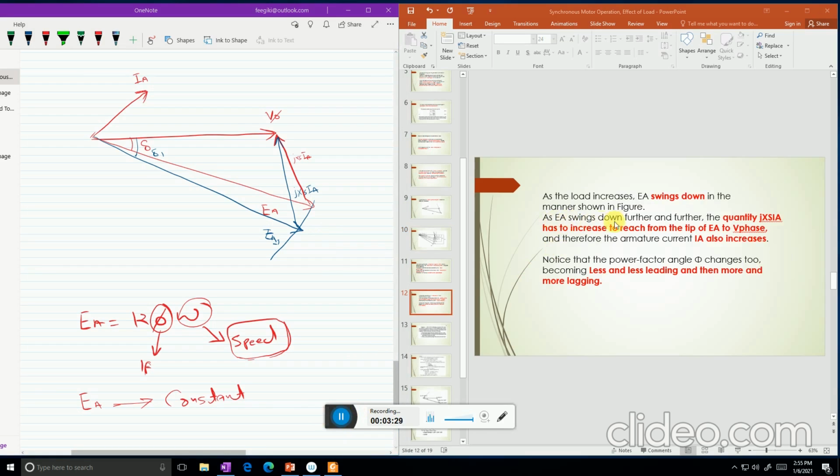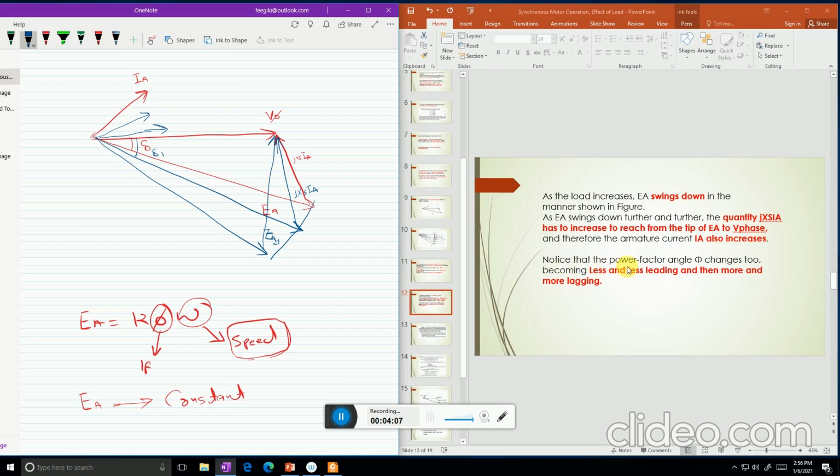As EA swings down further and further, the quantity jXS IA has to increase to reach from the tip of EA to V phase. So when load further increases, EA will move like that, and then IA will increase like that. As a result, the current angle is also changing with V phase, and therefore the armature current IA also increases.